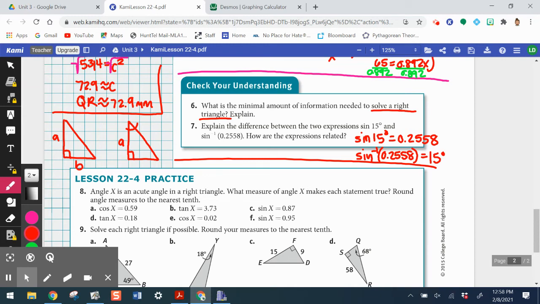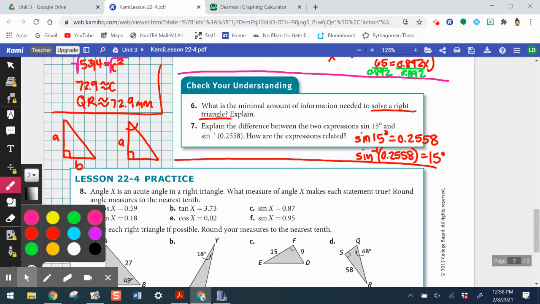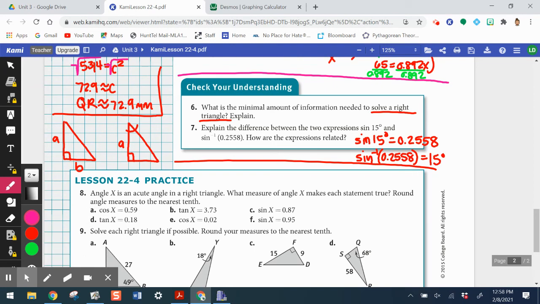The first possibility is if we know two sides of that right triangle. Reason being is if we know two sides of that right triangle, we definitely can find the third using the Pythagorean theorem. So if I know A and B, I can use the Pythagorean theorem to find C.